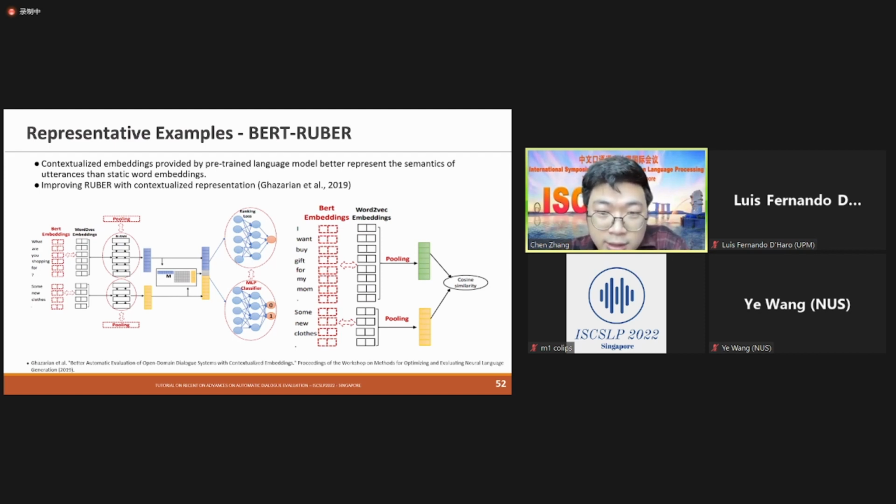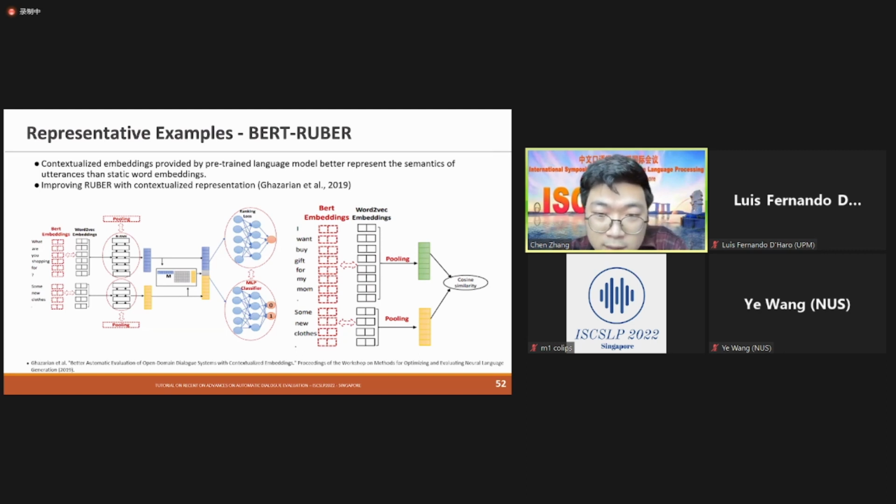The authors basically tried to improve the previously mentioned RUBER with the contextualized representation provided by the BERT encoder. For the reference component, instead of using word2vec embedding, they use a BERT encoder to provide a sentence-level contextualized representation for both the query and the response. Then they compute the cosine similarity of the embedding vectors of the response and the query. For the unreferenced component, they modify the embedding layer. Originally, they used word2vec embedding, and the authors replace it with the BERT embedding.